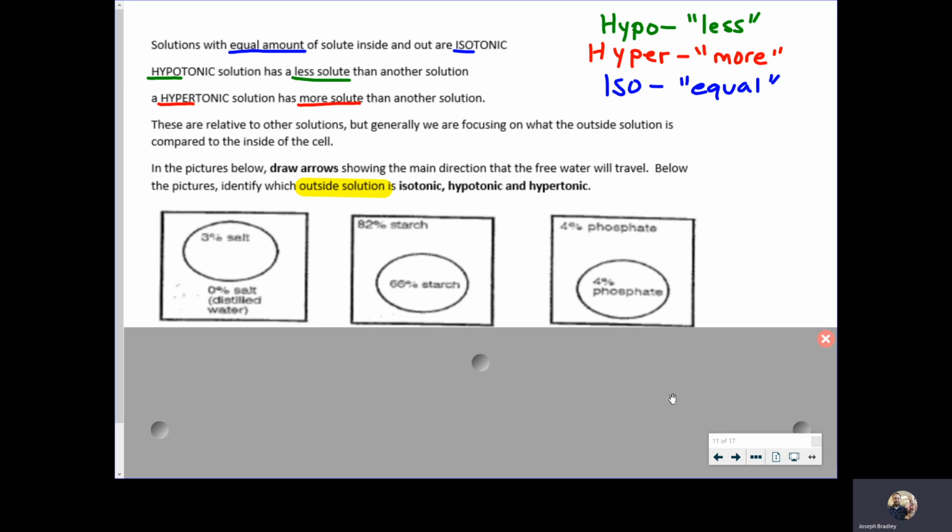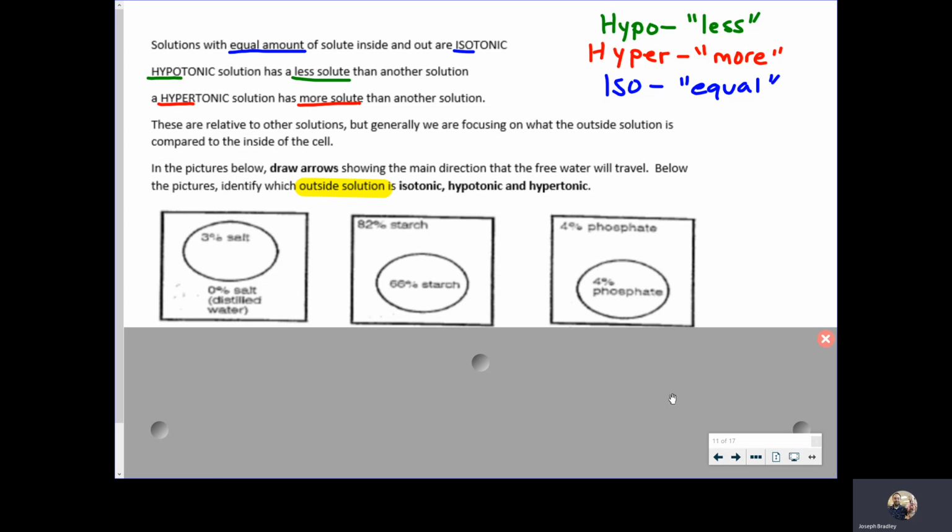Solutions with equal amounts of solute inside and outside are called isotonic. Iso means equal, hypo means less, and hyper means more. And tonic, or tonicity, refers to the concentrations of solute. So hypotonic means there's less solute than inside the cell. A hypertonic solution is going to have more solute. These are going to be relative to other solutions.